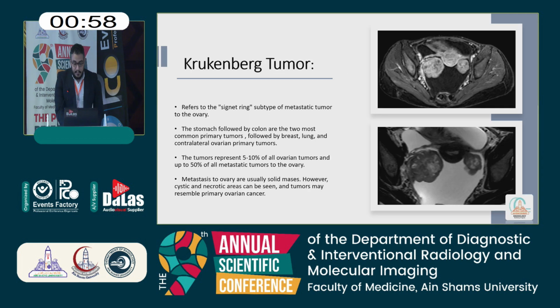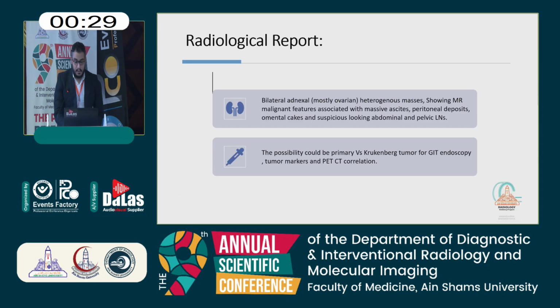Krukenberg tumor is a subtype of secondary metastatic tumor. The most common site to send the metastasis is the stomach followed by the colon. Also breast, lung, and the contralateral ovary can be primary tumors. The tumor represents 50% of all metastatic tumors. They are usually solid, as we said, but can also show areas of cystic change and can be difficult to differentiate from primary ovarian tumor.